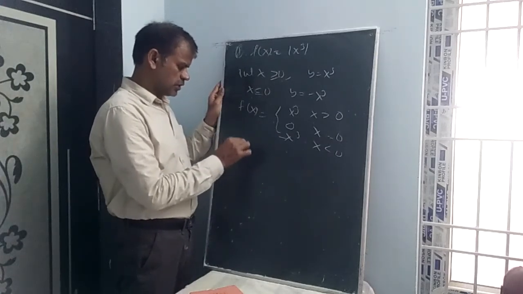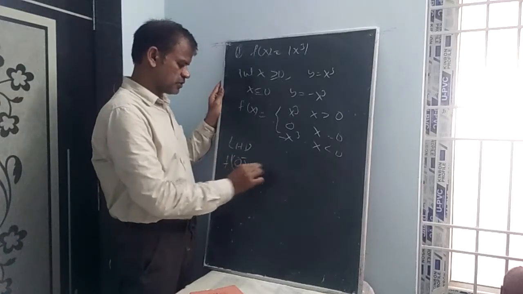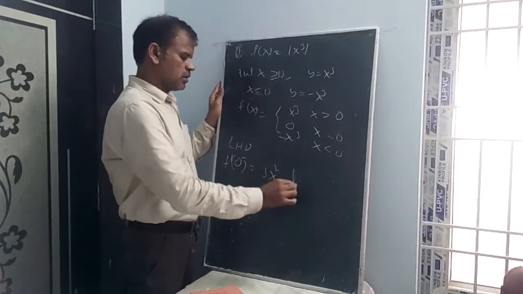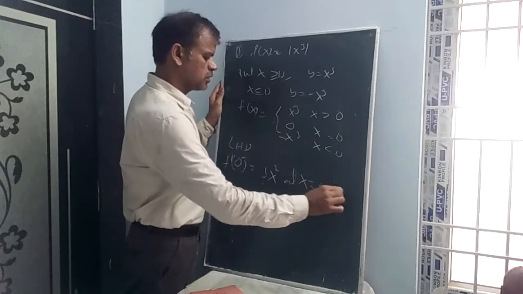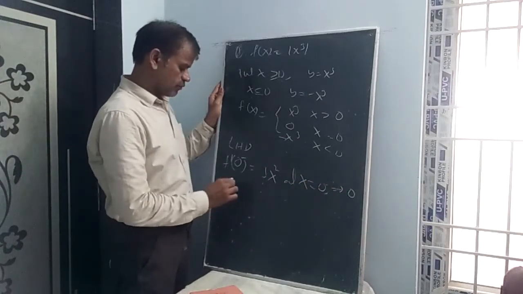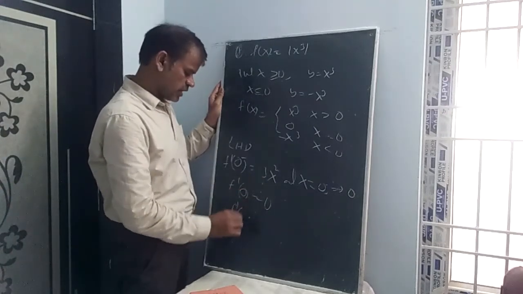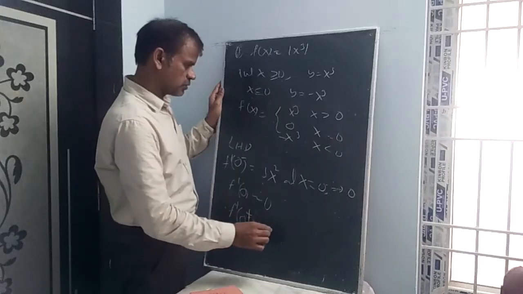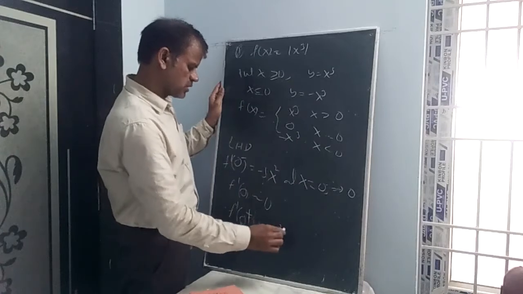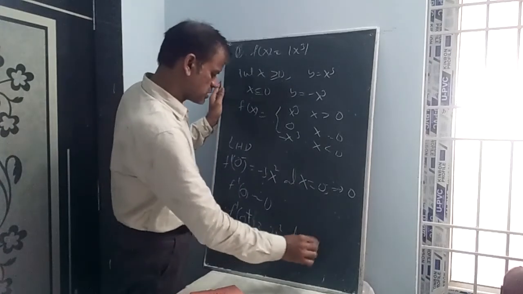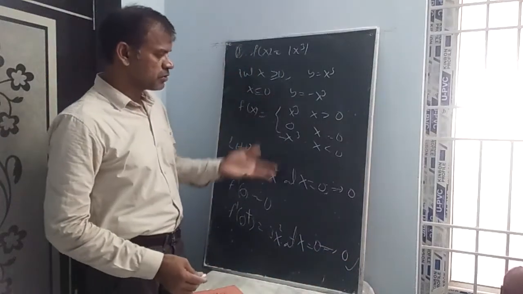Now, LHD, meaning f dash of 0 minus. It is 3x square at x equal to 0, so 3 into 0, that is 0. Of course, f dash of 0 is nothing but 0 here. Next, f dash of 0 plus is equal to 3x square at x equal to 0. This is also 0. So 0 equal to 0 equal to 0.